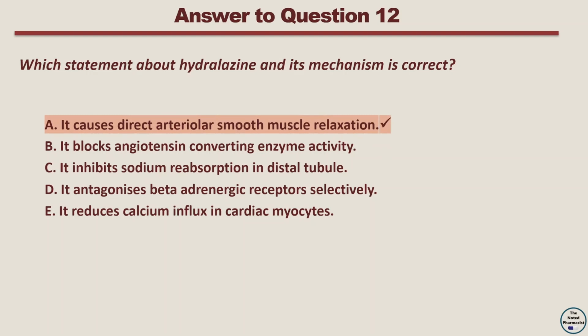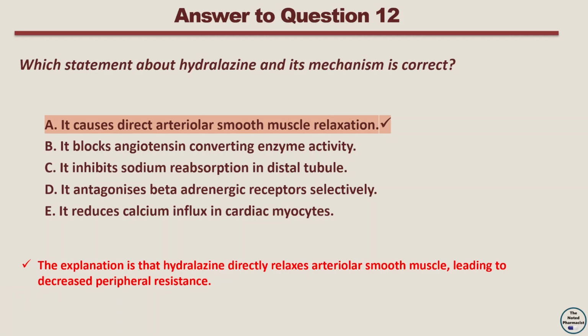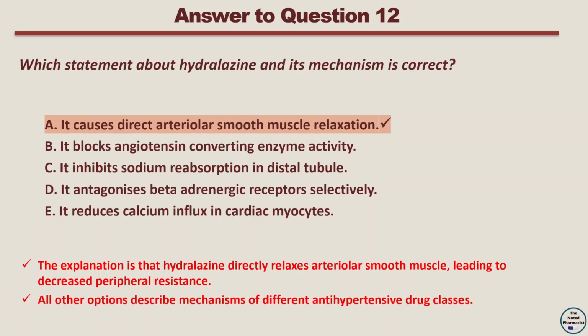The correct answer is option A, it causes direct arteriolar smooth muscle relaxation. The explanation is that hydralazine directly relaxes arteriolar smooth muscle, leading to decreased peripheral resistance. All other options describe mechanisms of different antihypertensive drug classes.